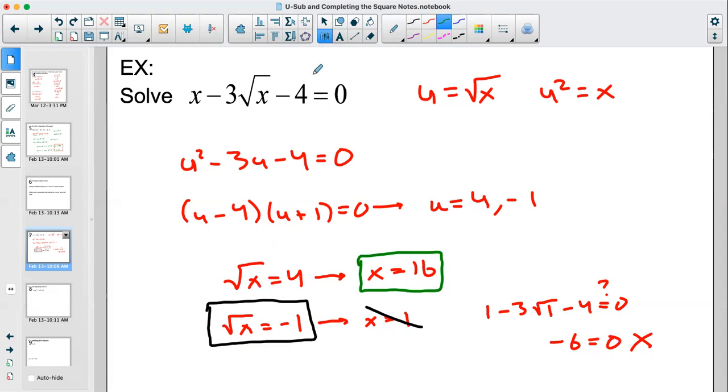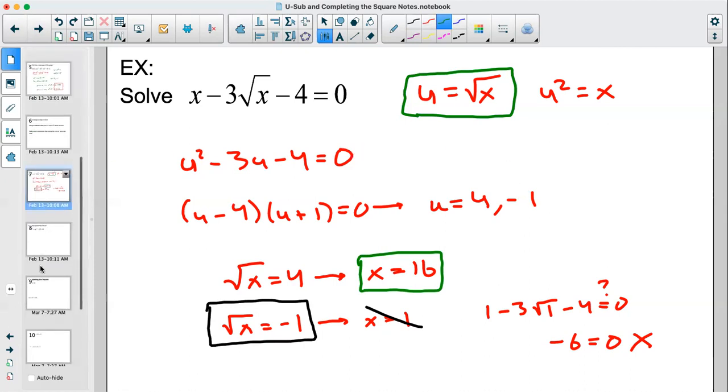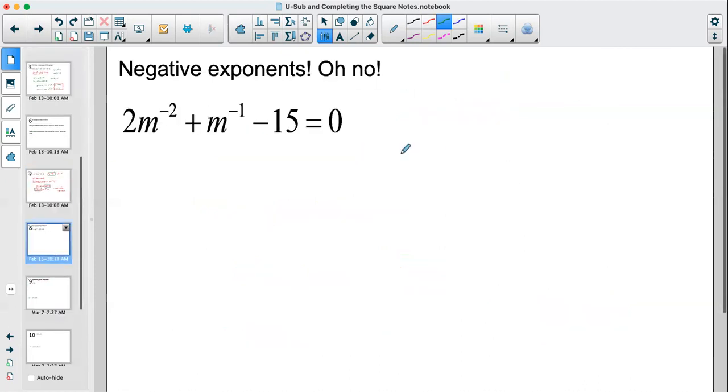So be careful about this. This pretty much only ever happens when you set up your u like this. If u is a square root of x, because this indicates that u has to be positive, and so this negative u we got here doesn't work. So keep that in mind when you're doing these. All right, we'll do one more. I'll break this video.